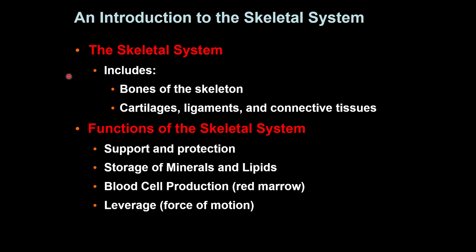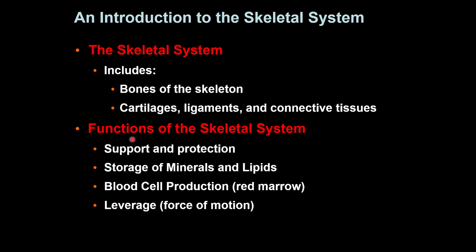So what is the skeletal system? The skeletal system is mainly made of bones, but there are also cartilages that are at the end of the bones or connecting two different bones. There are ligaments that are made of dense regular connective tissue, and they are the ones that connect two different bones. There is also some other connective tissue that wraps around the joints, and they are attached to the bones. And some of them also wrap around the bones themselves.